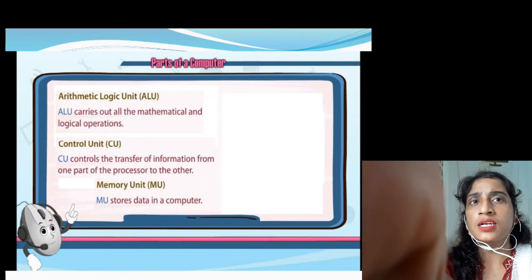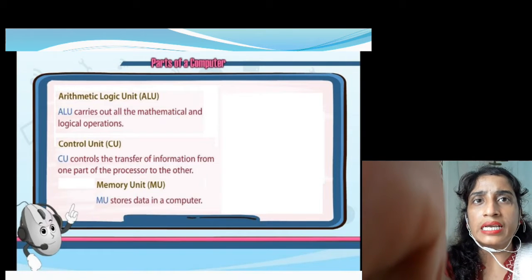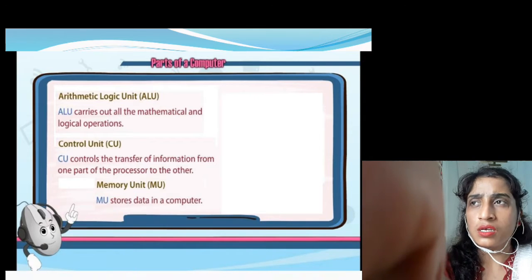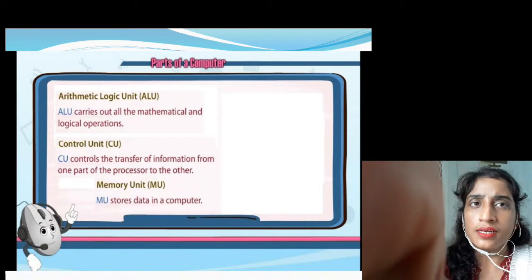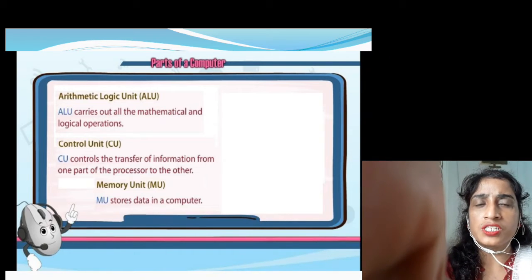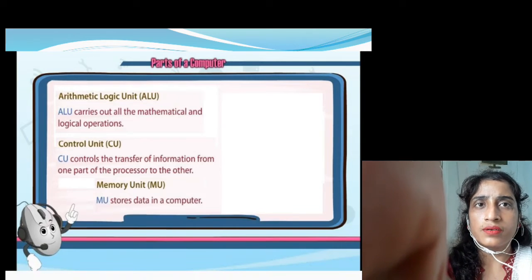First one is the arithmetic logic unit. ALU carries out all the mathematical and logical operations. Mathematical means division, addition, subtraction and multiplication, and logical operation means like OR, AND, XOR, all that.